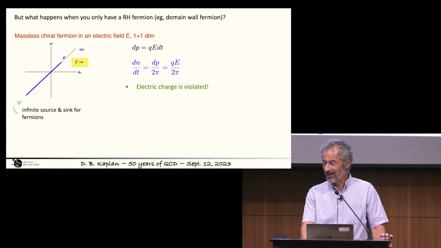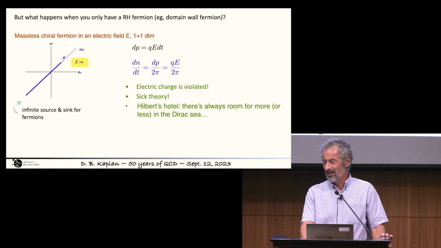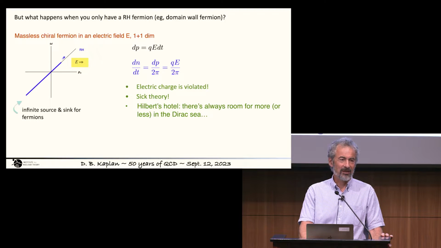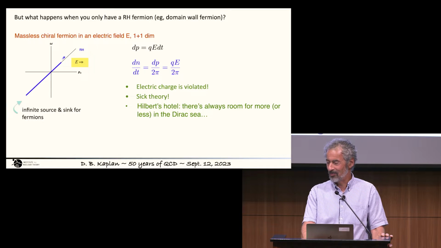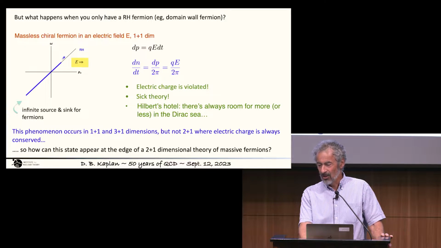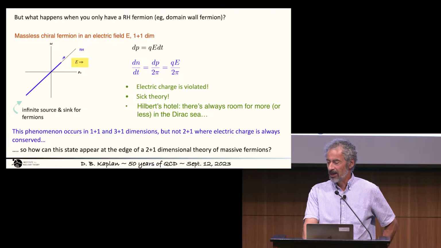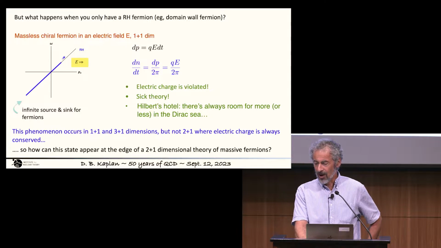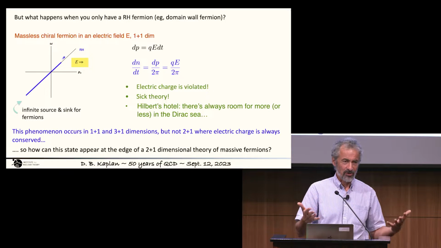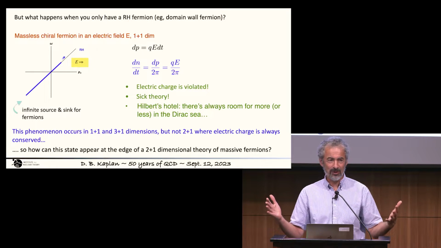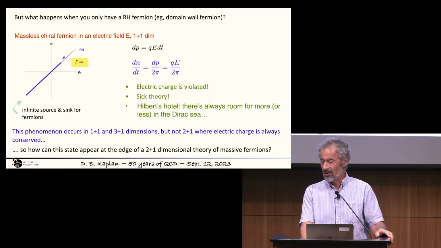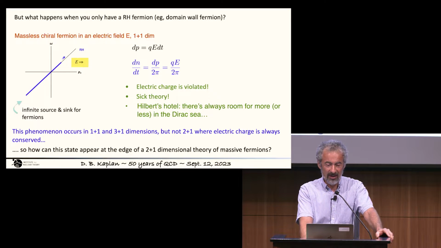Electric charge is violated. It's a sick theory, because you can't gauge a theory where charge is violated. And it relies on Hilbert's hotel, the ability for the vacuum to constantly supply one more electron without ever becoming emptied. A similar model can be written out for 3 plus 1 dimensions, but not in 2 plus 1. In 2 plus 1, electric charge is always conserved. So the question then is, if you've embedded this theory with non-conserved charge inside this bigger, higher dimension theory that has a conserved charge, how do the charges appear on the edge there?